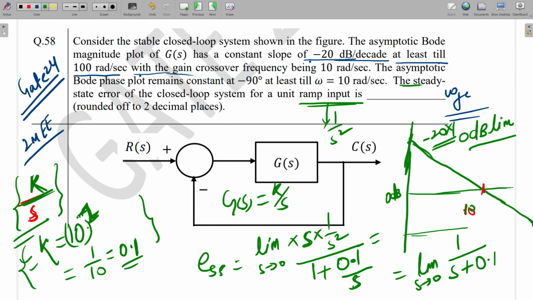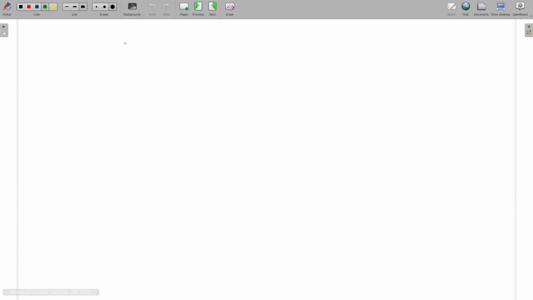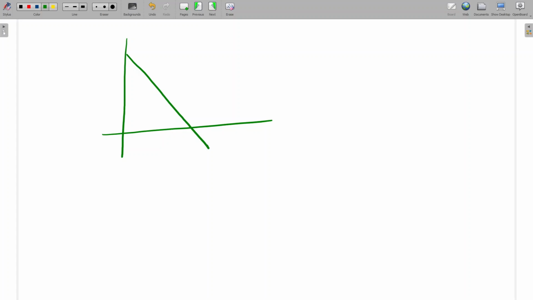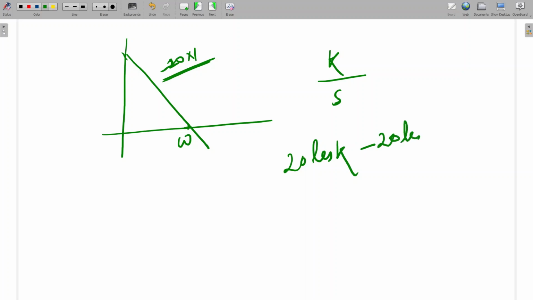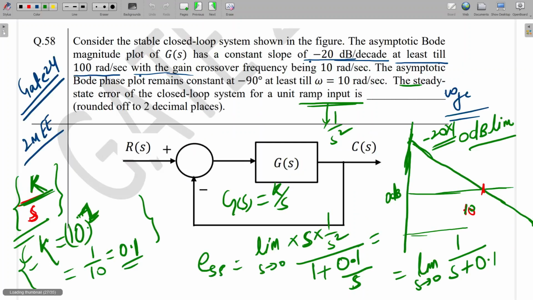See, I will derive that also. It should be minus 1, sir. One second, let me derive that one. Let's say minus 20 into 1. So at some omega value, it becomes 0. So k by s, that will be 20 log k minus 20 log omega. It's omega to the power of n only, sir. One only. So this will become 10.